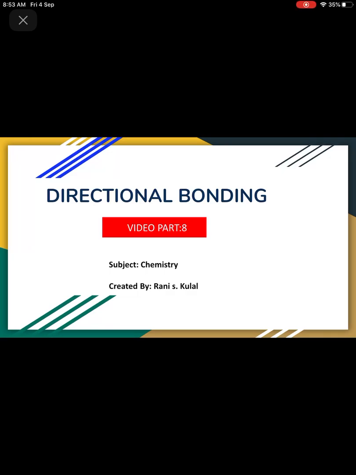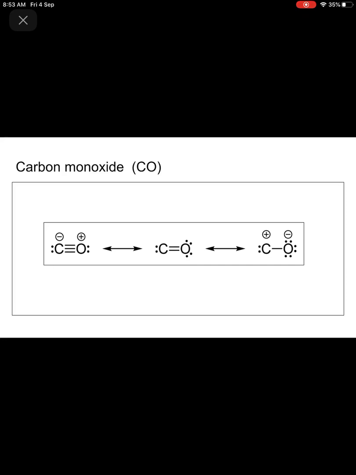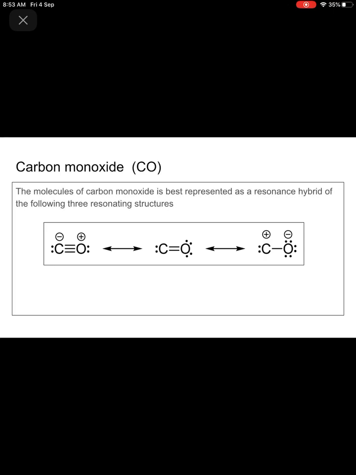Hello dear students, in this video I am going to teach you the molecules showing resonance. The first molecule is carbon monoxide, CO. The molecule of carbon monoxide is represented as a resonance hybrid of the following three resonating structures. As you can see, in the first structure carbon has a negative charge and oxygen has a positive charge, and in the third structure carbon has a positive charge and oxygen has a negative charge.